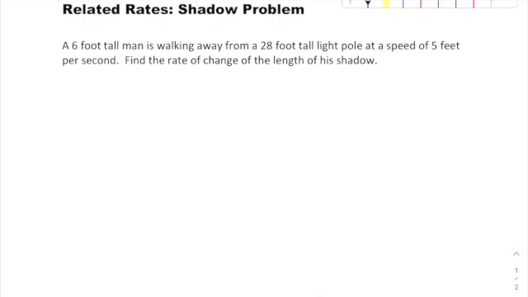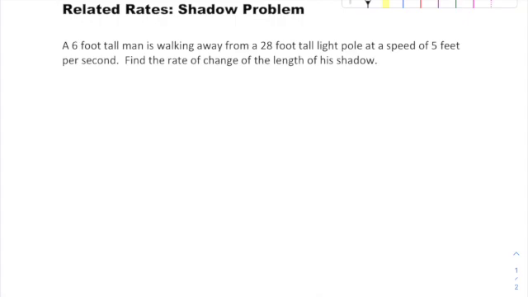Most textbooks have a variation on this problem as homework, and sometimes kids find it a little confusing. So here we go. A 6 foot tall man's walking away from a 28-foot tall light pole at a speed of 5 feet per second. Find the rate of change of the length of his shadow.